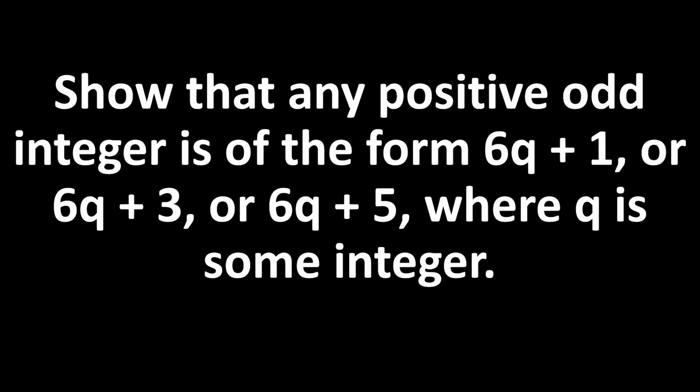Question number 2 of exercise 1.1. It says, show that any positive odd integer is of the form 6q plus 1 or 6q plus 3 or 6q plus 5 where q is some integer. Let's look at the solution.